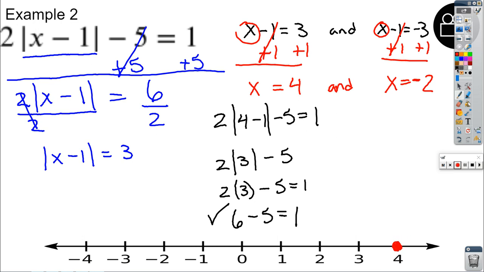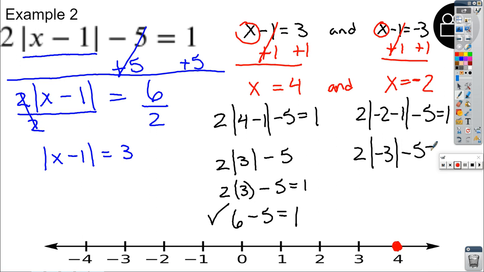The other step is, let me change the color just to make it a little bit easier. So 2 times the absolute value of, not 4 this time, we have -2 minus 1, minus 5 equals 1. And so here we go. The first step I have to take care of is these numbers here. I have 2 absolute values. Since they're both negative, same signs, I'm going to add. It's going to be -3 minus 5 equals 1.